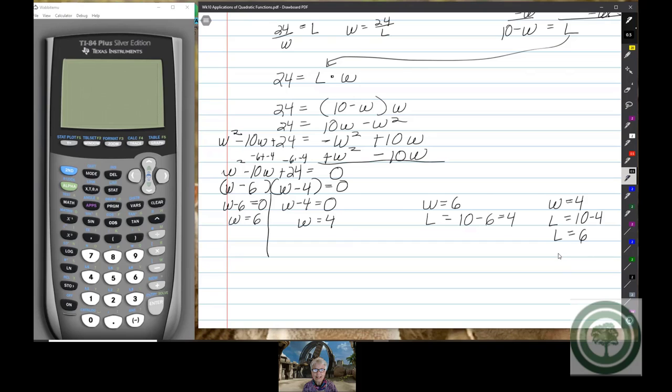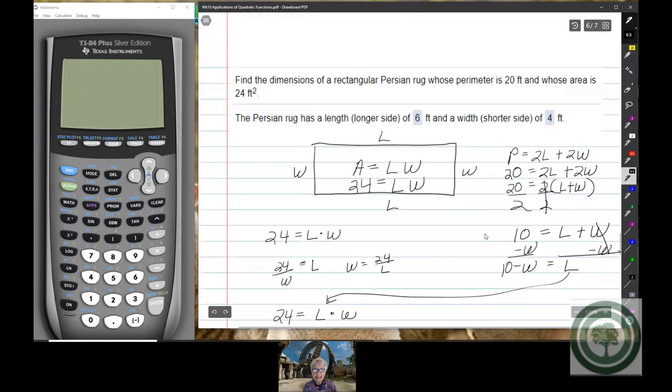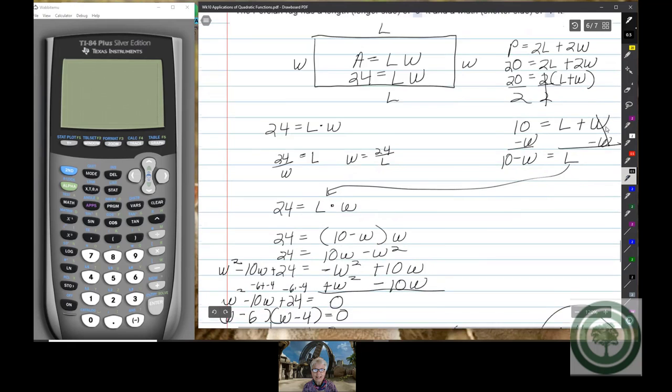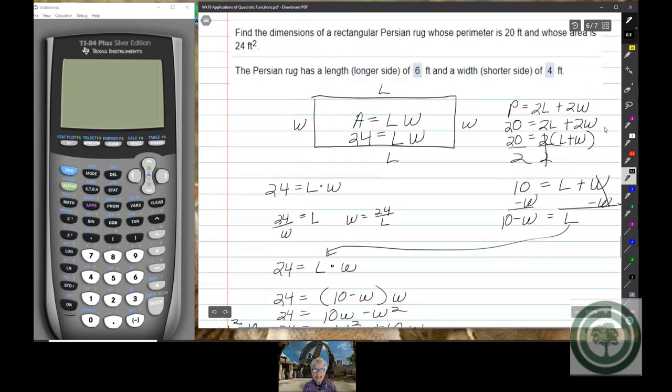Length is always longer than width. And if it weren't, then the width would become the length. So we have to go with this. The width is 4, the length is 6. Okay, the length, the longer side, is 6, and the width, the shorter side, is 4. This was not an incredibly difficult problem, but it's a very common problem. And you're going to see a good bit of it tomorrow.